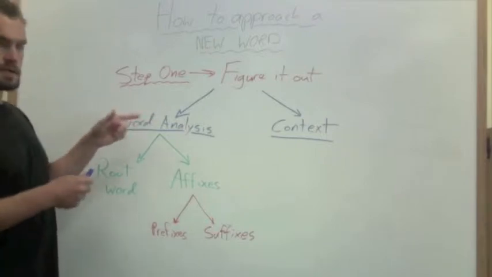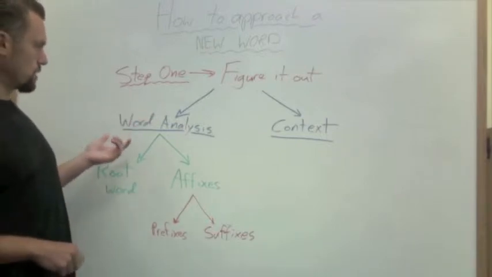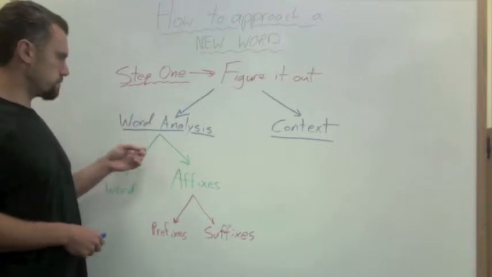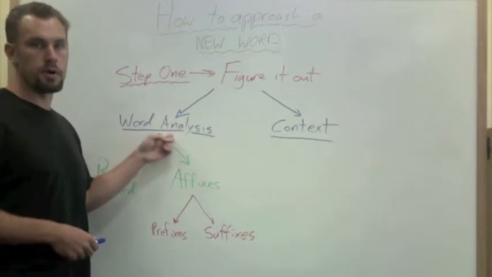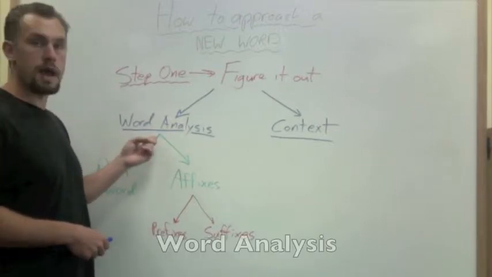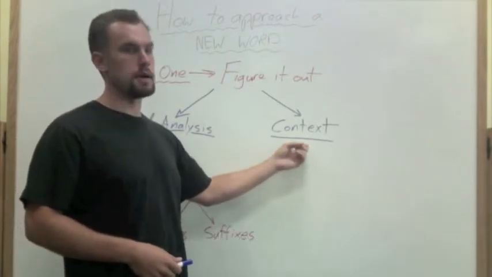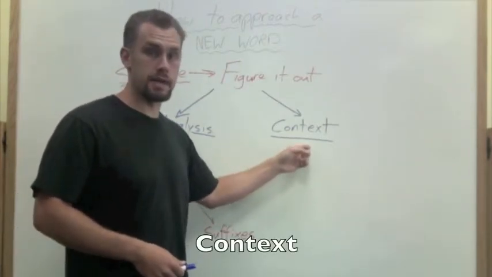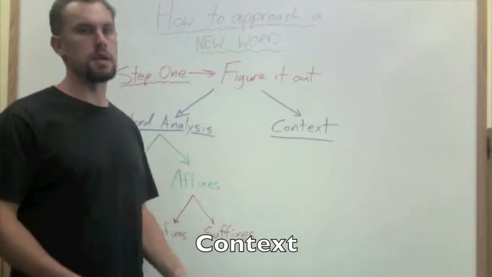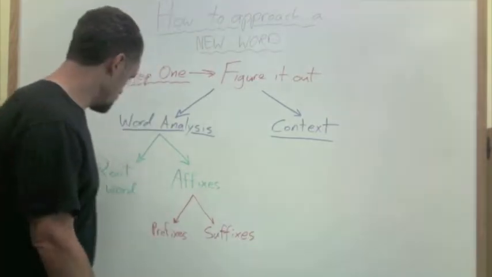Really, there's 2 basic parts to this. If you're trying to figure out a word, you can basically break the word down into its parts to try and understand it better. It's word analysis. Or you can look at the words around that word, look at its context to try and figure out its meaning and or part of speech.